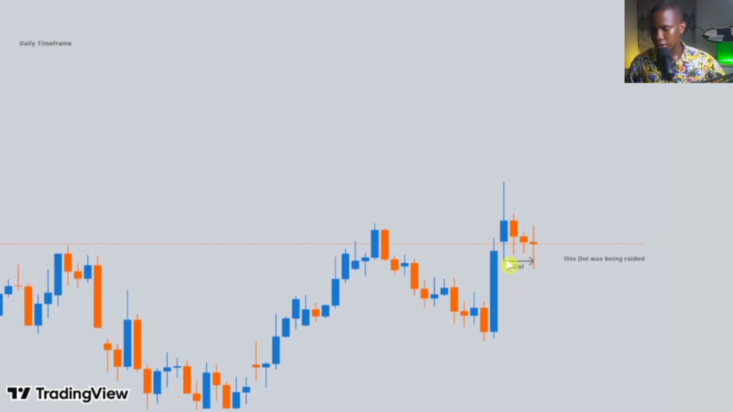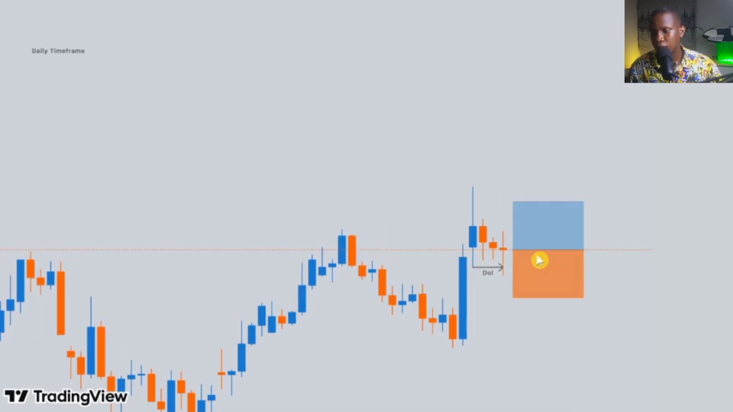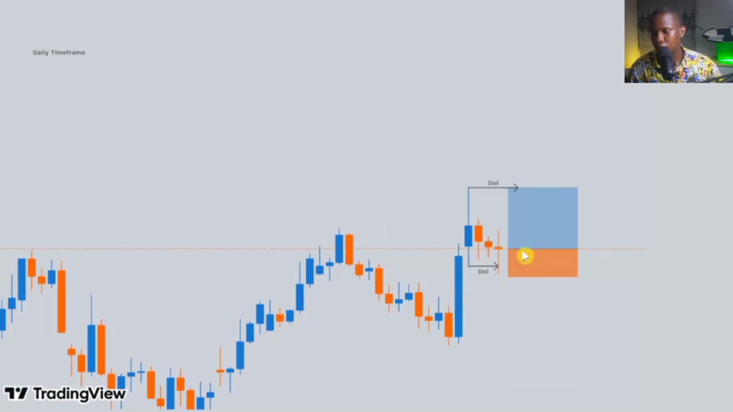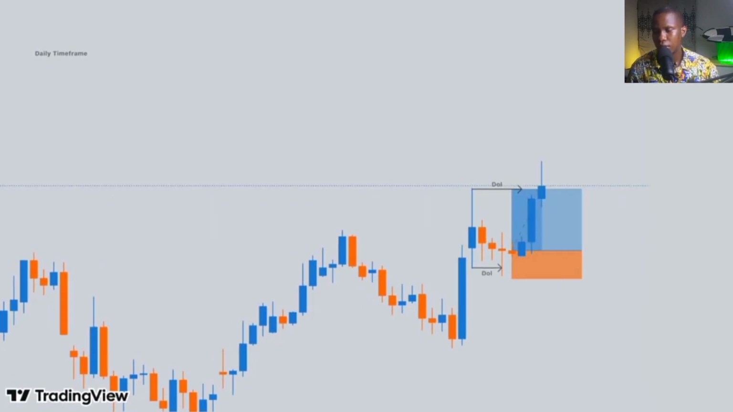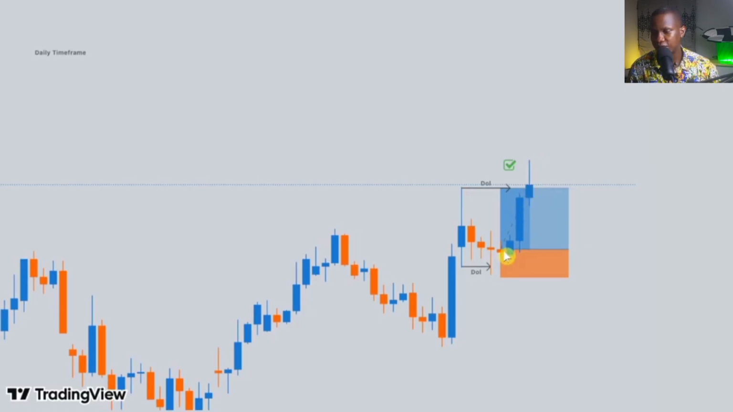AUD-USD. This bullish candle draw on liquidity took us second, third, fourth day was the day that raided this draw on liquidity. That's where we're going to make our entry. Stop loss below here. I will target this next draw on liquidity, guys, and let's see how the trade unfolds. Okay, yeah, and that's a full take profit for us, guys, on our 5th, 6th, 7th, 8th day, guys.